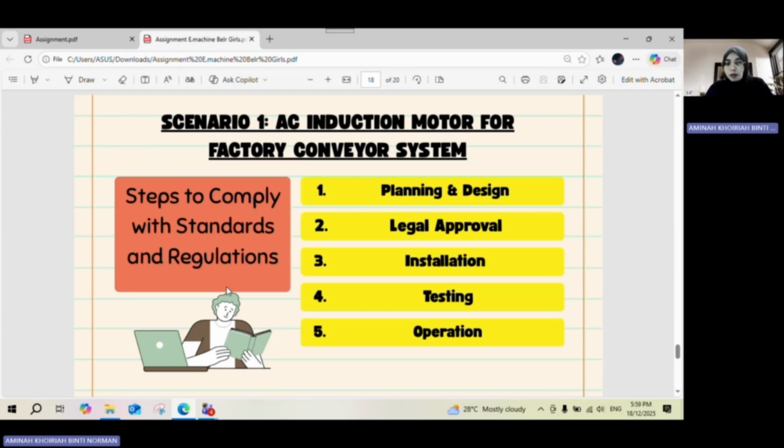The next part is about testing. The engineer needs to perform insulation resistance tests and check phase sequence and rotation direction. And the last part is about operation, where the engineer needs to commission the motor after ST approval. And lastly, the engineer needs to monitor current, temperature, and speed during operation of the system.